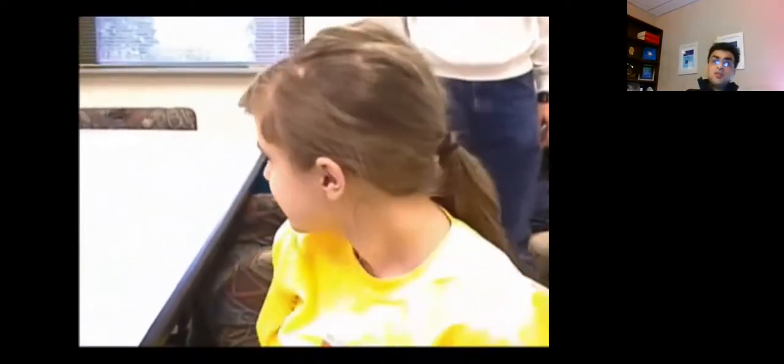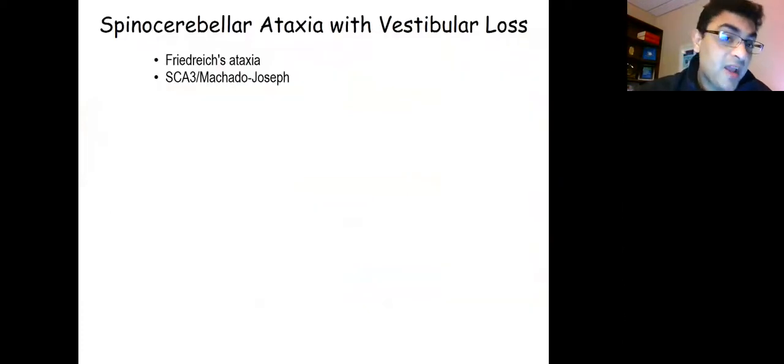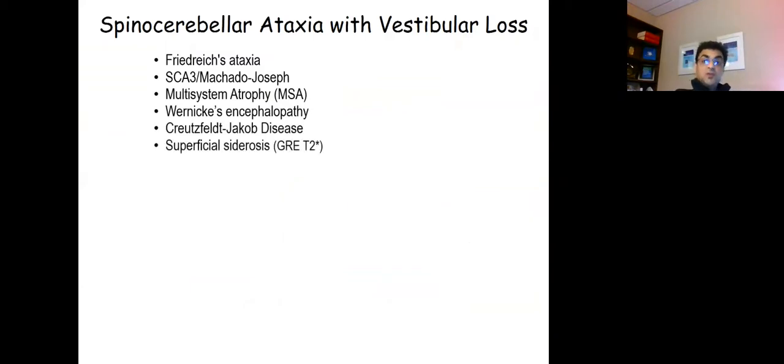So there is Friedreich ataxia. There are some other forms of spinocerebellar ataxia which come with vestibular loss. And in those cases, you want to think of Friedreich's ataxia, SCA3, multiple system atrophy, Wernicke's encephalopathy, Creutzfeldt-Jakob, superficial siderosis.